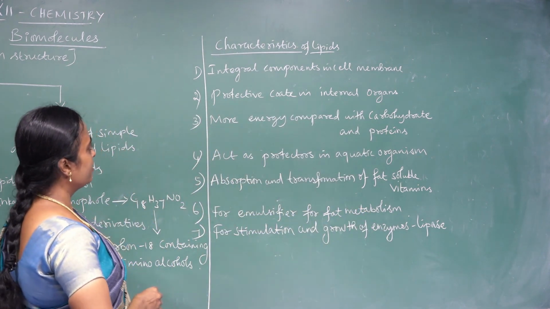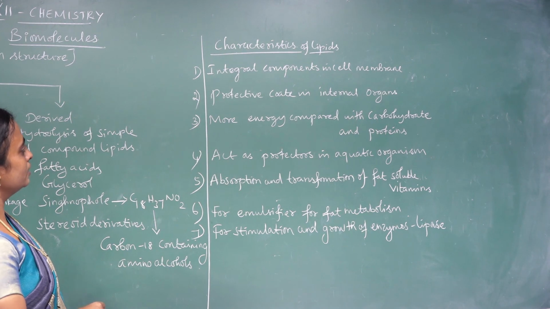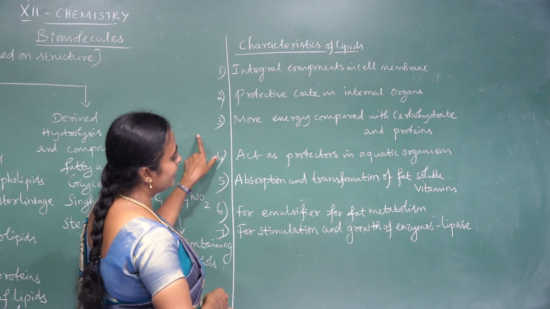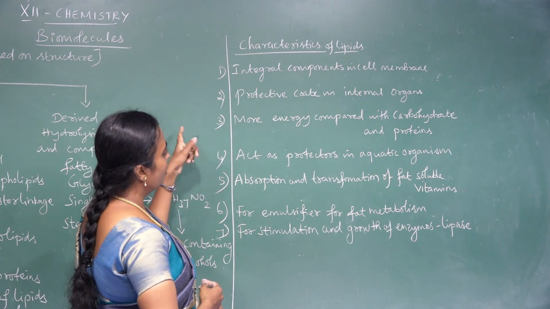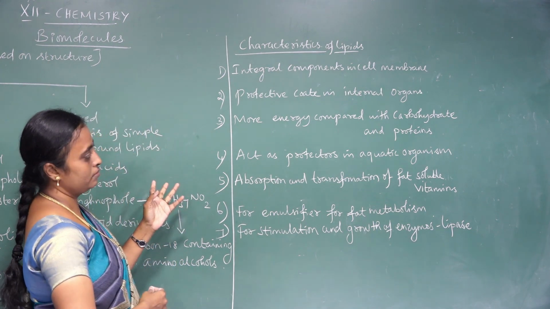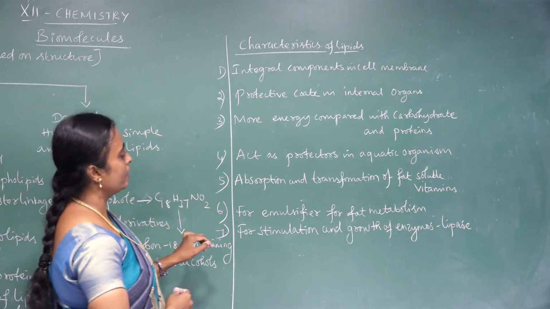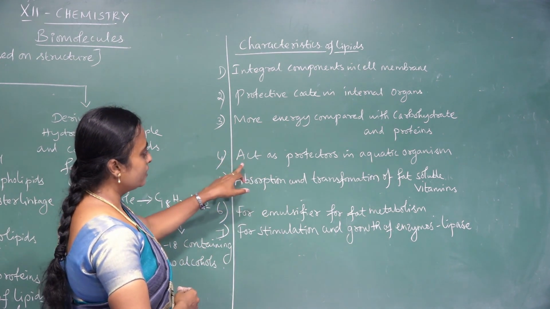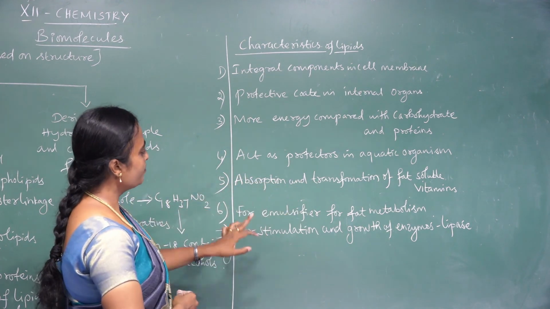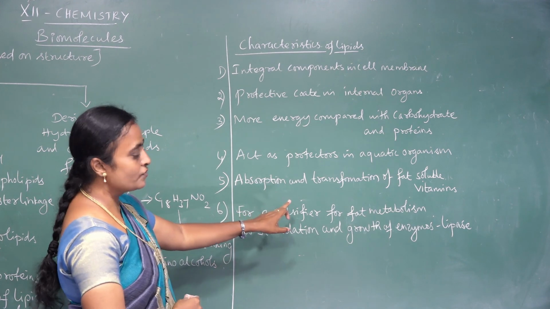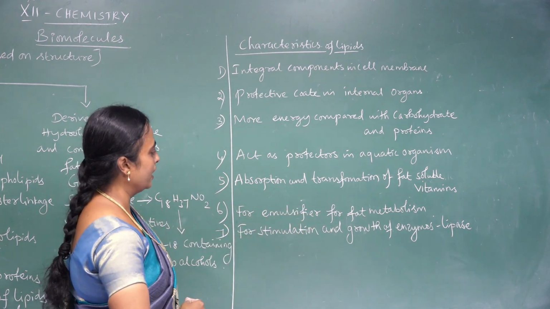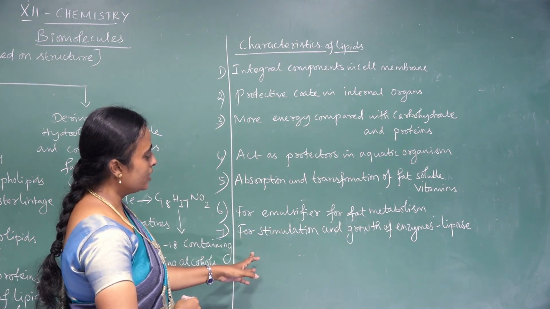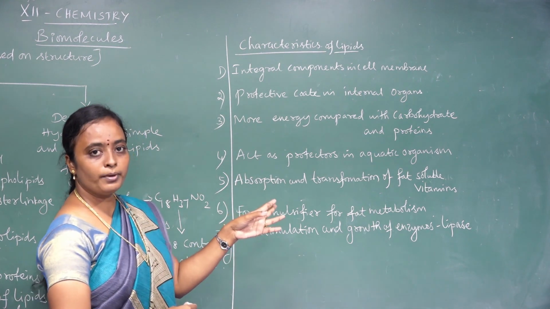So the characteristics of lipids: they are used as an integral component, usually in the cell membrane, and act as a protective coat for internal organs. Comparing energy, it is 2 to 3 folds higher compared to carbohydrates and proteins. We know that lipids are an energy store. They act as a protectant in aquatic organisms, for the absorption and transformation of fat soluble vitamins, as an emulsifier for fat metabolism, and for the stimulation and growth of the enzyme lipase.